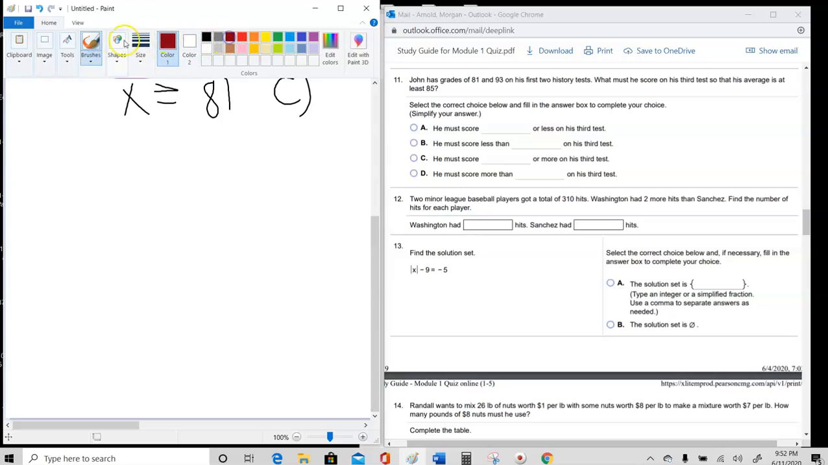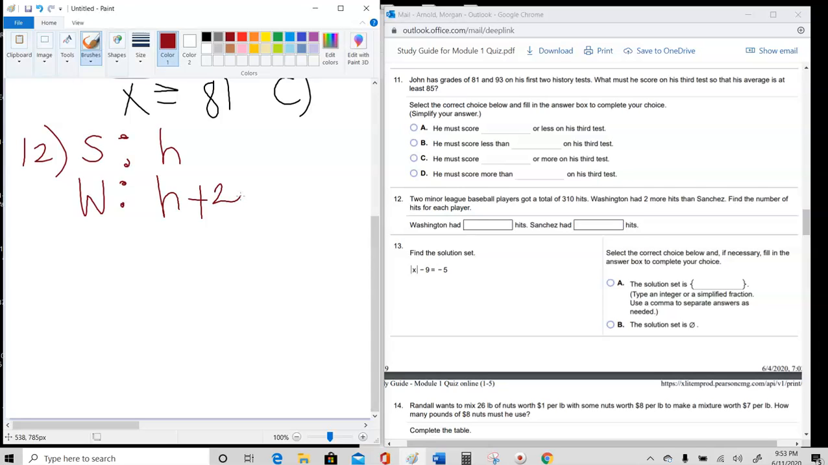Next question. Number 12, 2 minor league baseball players got a total of 310 hits. Washington had 2 more hits than Sanchez. Find the number of hits for each player. So we'll let Sanchez be H. And Washington had 2 more hits than Sanchez. So we can represent their hitting as H plus 2.